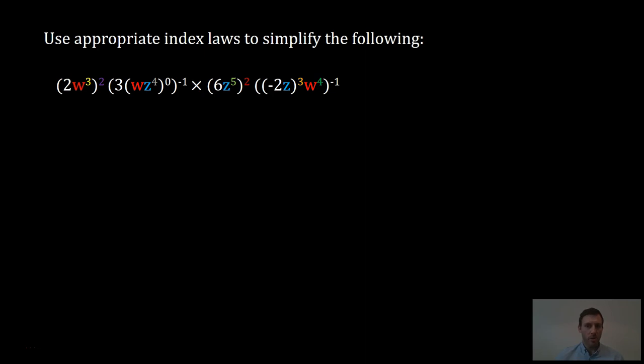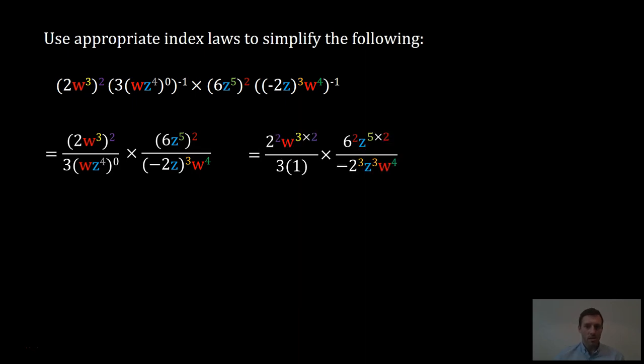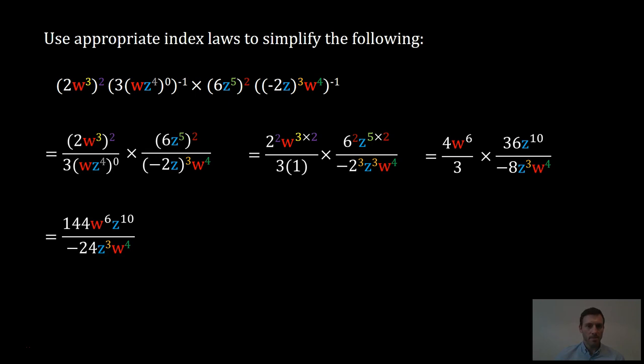Again, first we rewrite the expression without negative indices. Now we've got the power of the product as the product of the powers. In addition, we have a 0 power, so we can change this to 1 on the condition that both w and z are not equal to 0. And we can simplify this further. Now we can multiply the numerator and the denominator, and we can simplify 144 divided by negative 24. That gives us negative 6.